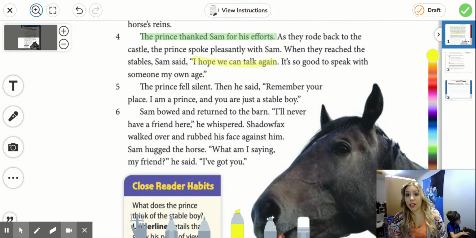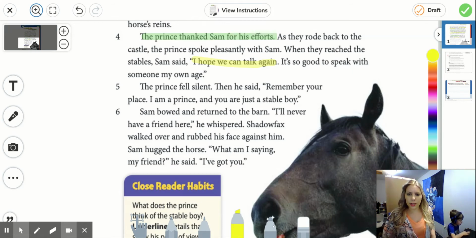Now we're on paragraph 6. The prince fell silent. Then he said, "Remember your place. I am a prince, and you are just a stable boy." Ooh, that's not very nice, especially to the guy that just saved his life, right?